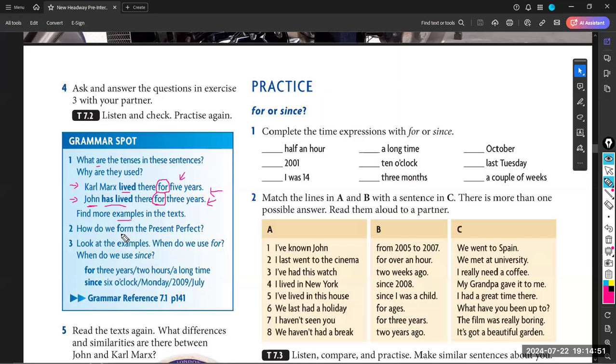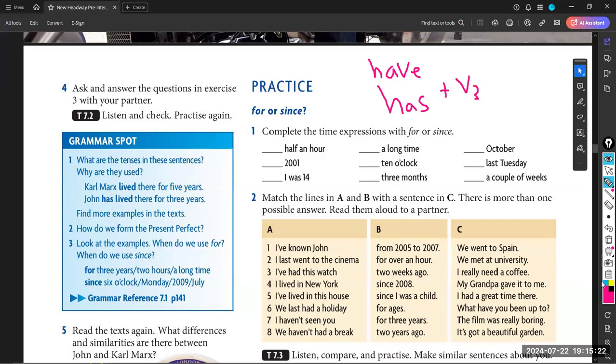Okay, now again, how do we form the present perfect? How can I write or use the present perfect? Has or have. So please, we have to use has or have with the past participle, or verb 3, exactly. So have or has plus verb 3. Some teachers call the verb 3 the past participle. It is up to you.